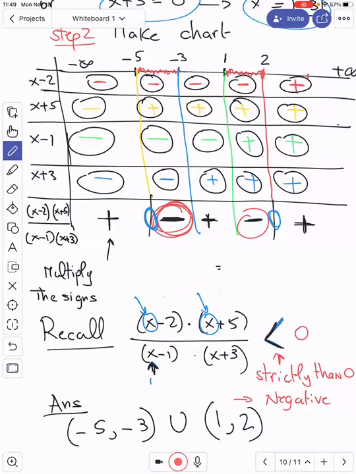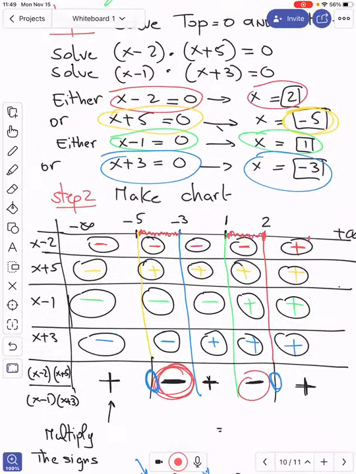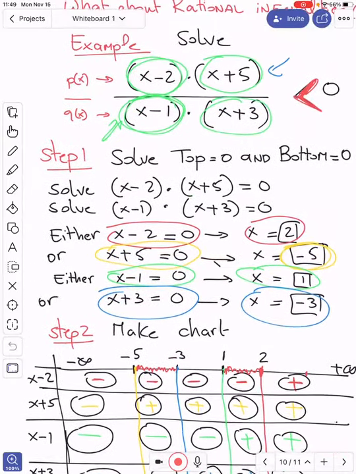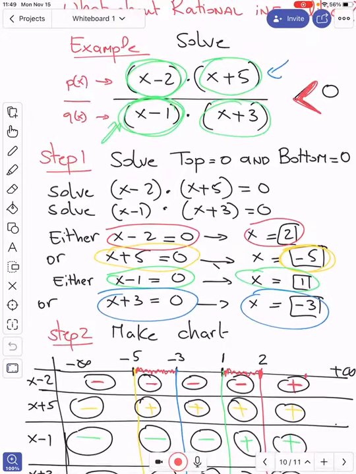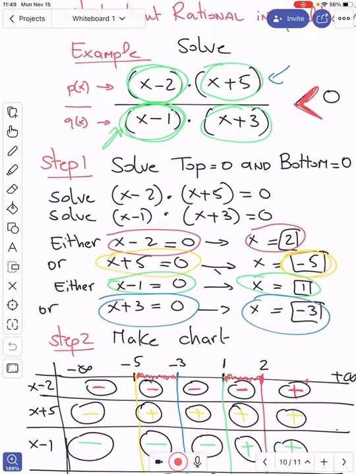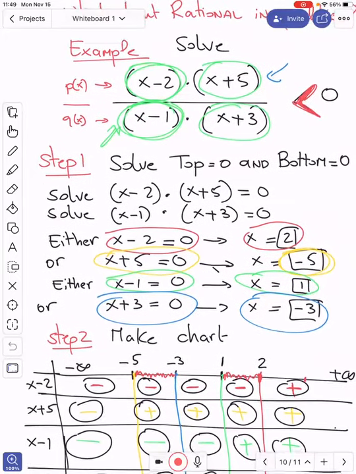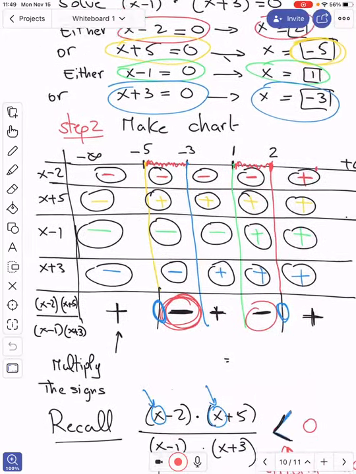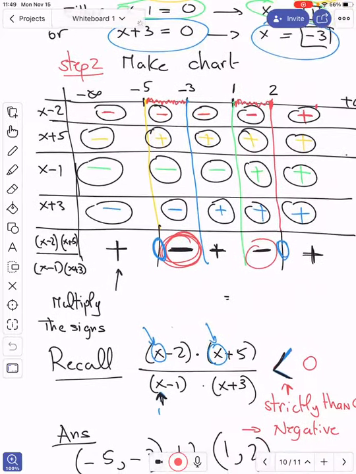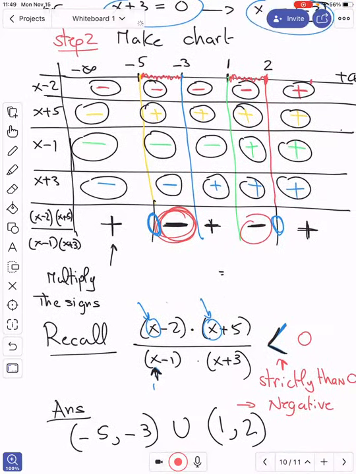So you see, there's no difference with when we solve polynomial inequalities. It's the same thing, right? In the rational case, you're going to have two polynomials, one in the top and one in the denominator. And step 1 is always the same: you solve both the denominator and numerator equal to 0. Then step 2, make the chart. And again, you don't have to divide, just multiply the signs and that's it. Same thing as for polynomials.